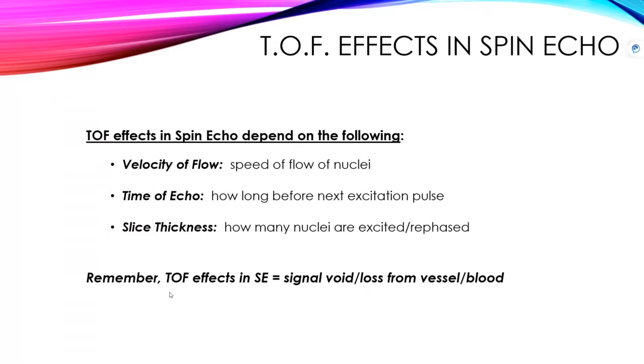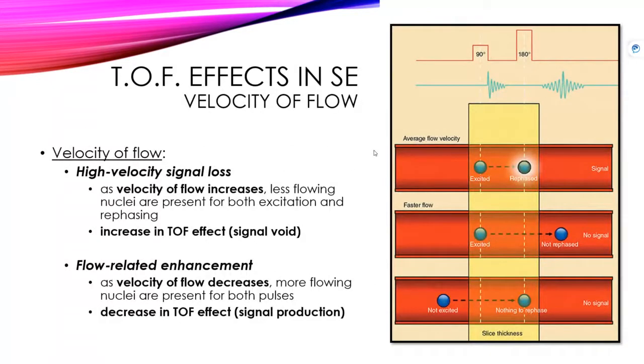So we're going to talk about those a little bit. Remember, time of flight in spin echo equals a signal void or a signal loss from the vessel and the blood in the vessel, which is not a bad thing. We can use that to our advantage to view the vessels themselves. Okay, so let's look at velocity of flow. This is the same image that's in your book.